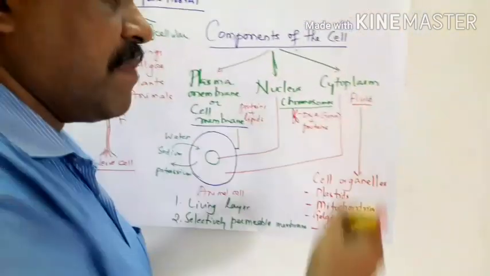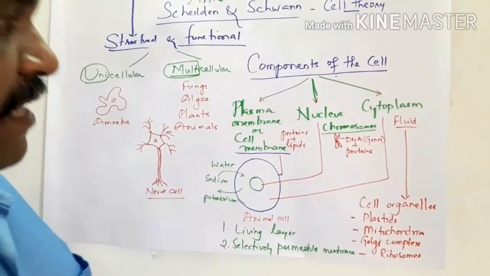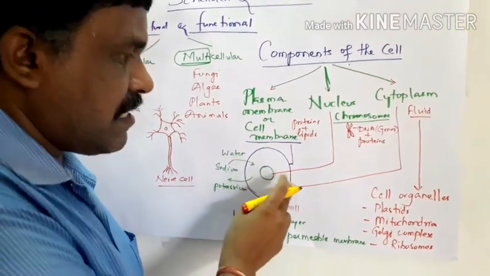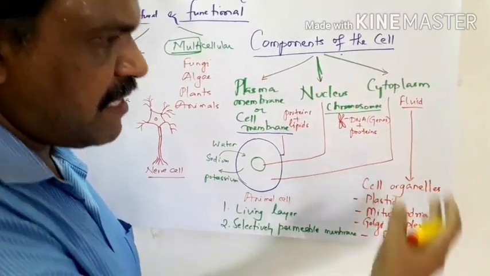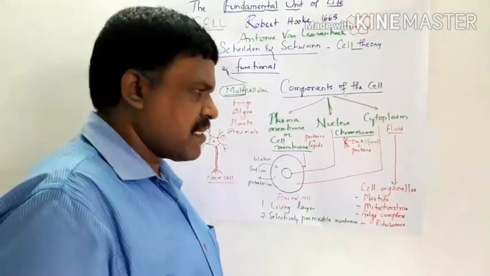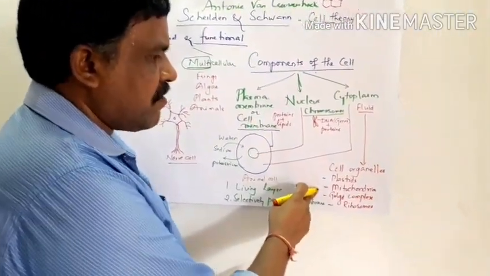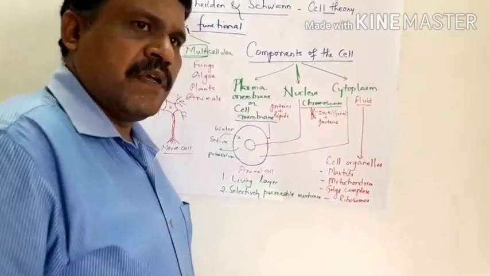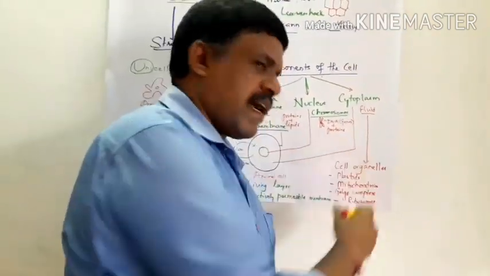And coming to the cytoplasm, it is a fluid-like substance present between the nucleus and the cell membrane. It contains many other internal cell components, namely plastids, mitochondria, Golgi complex and ribosomes. Next class we will study in detail regarding the cell components.